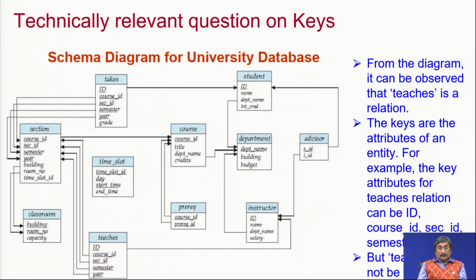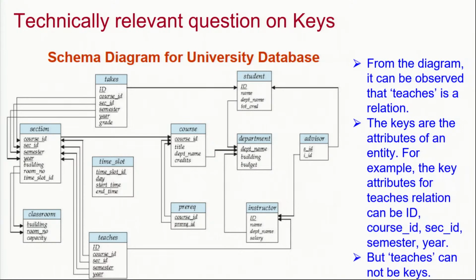Now, as you understand, teaches is nothing but a table, and this table has a primary key which is constituted by ID, course ID, section ID, semester and year. This ID is a foreign key of instructor, and course ID, section ID, semester and year constitute the foreign key to the table called section. This is what this diagram means.